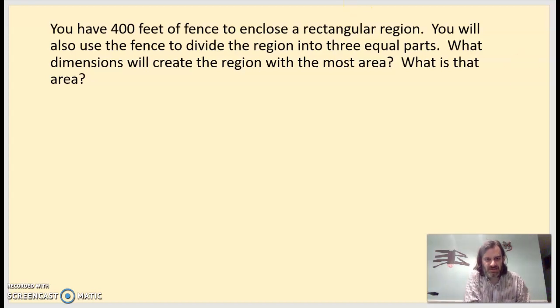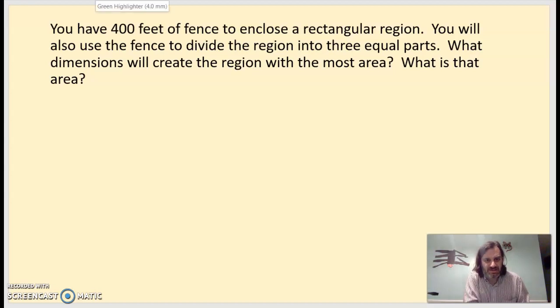Hey, we have a question here. It says you have 400 feet of fence to enclose a rectangular region. You will also use the fence to divide the region into 3 equal parts. What dimensions will create the region with the most area, and what is the area?